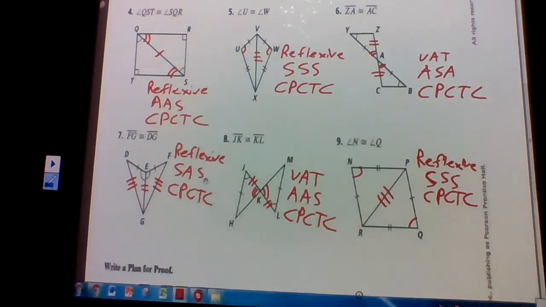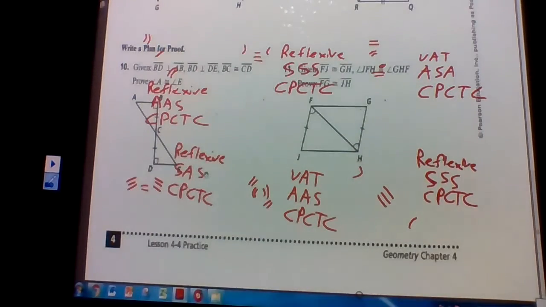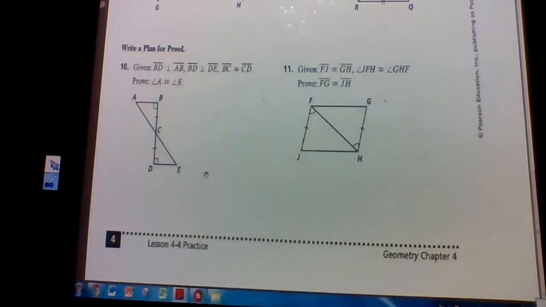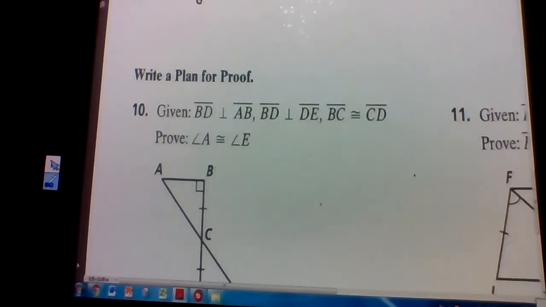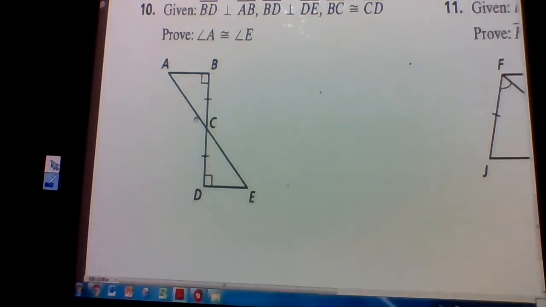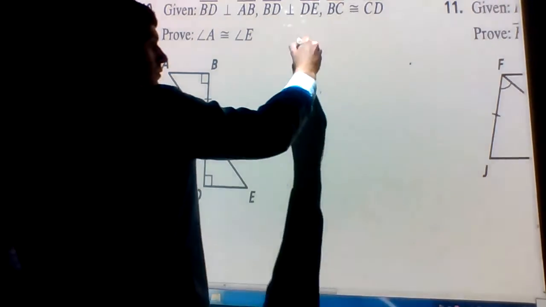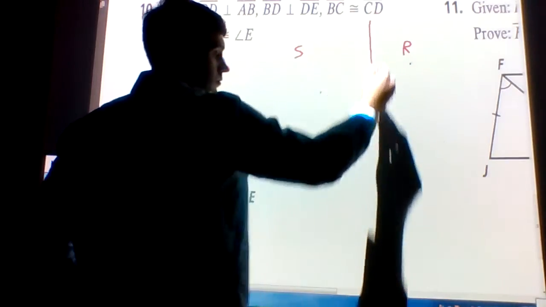Okay, and then the last two here are the proofs. Not a lot of room. Let me see if I can't zoom in on the white space. So we have statements over here, reasons over here.